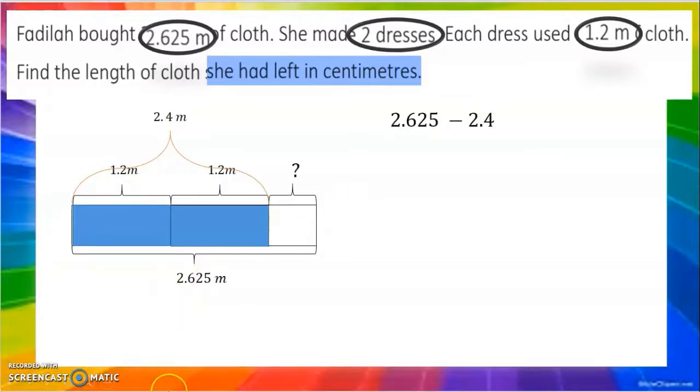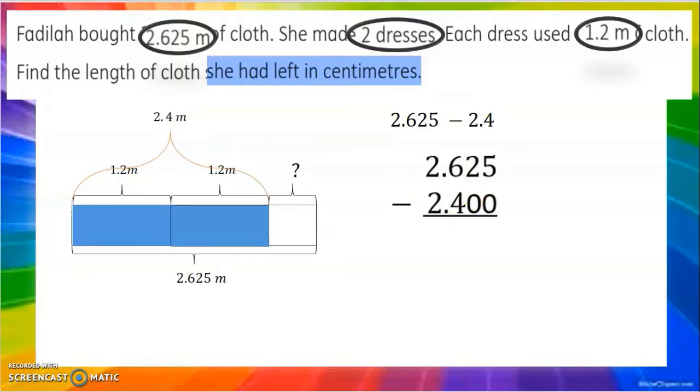Very good. We're going to minus. So 2.625 minus 2.4. How are we going to subtract this decimal? Yes, we're going to align the numbers, but the decimal point must line up. So the decimal points are aligned to each other, and as you can see, we put zeros here in order for us to have the same number of digits from the first to the second given numbers.